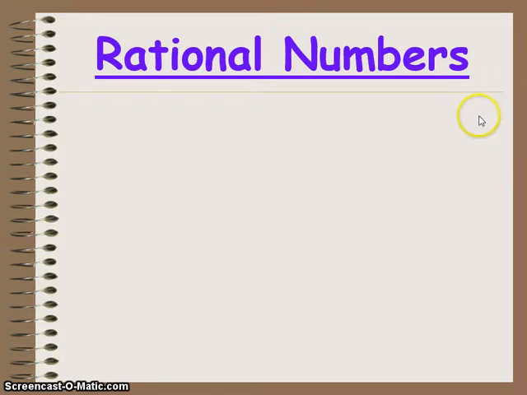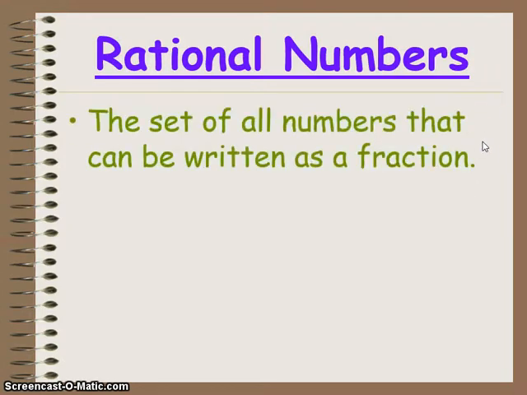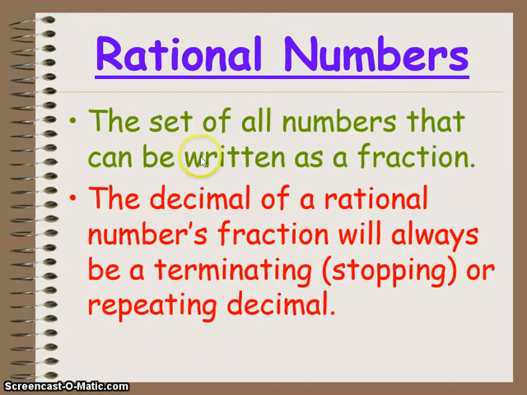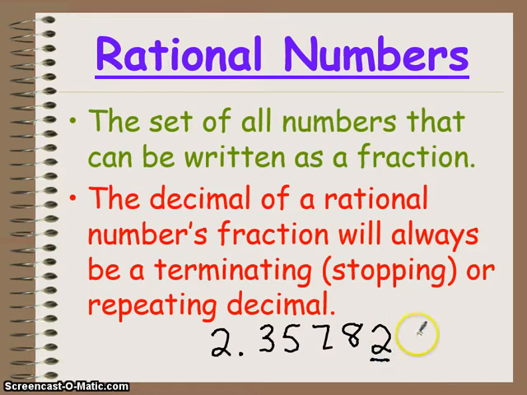Rational numbers have been your focus in mathematics study so far. Rational numbers are all the numbers that can be written as a fraction. Now, the distinguishing factor is its decimal. Every decimal of a fraction will either terminate, which means stop, or repeat. A terminating decimal is one that stops. An example would be 2.35782. It stops. It doesn't continue on and on and on forever. It ends with this digit here.